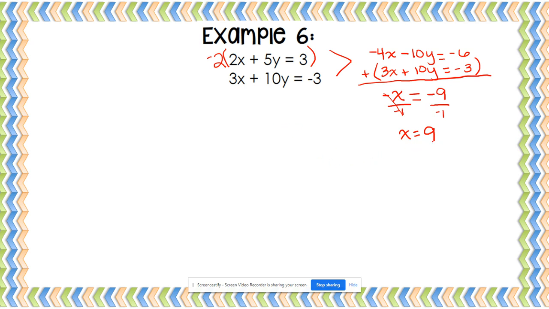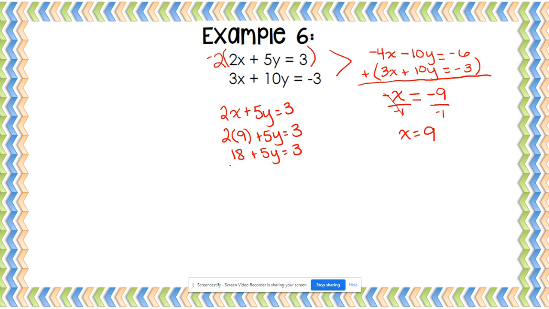Now, I need to use this to find the value of y. So if I go back to these, I can use my first equation, and it doesn't have to be this one because these are equivalent equations. So I can use what it originally gave me, which was 2x plus 5y equals 3. And I'm going to substitute 9 in for my x. So instead of 2 times x, I'm going to say 2 times 9 plus 5y equals 3. 2 times 9 is 18, so this is 18 plus 5y equals 3.